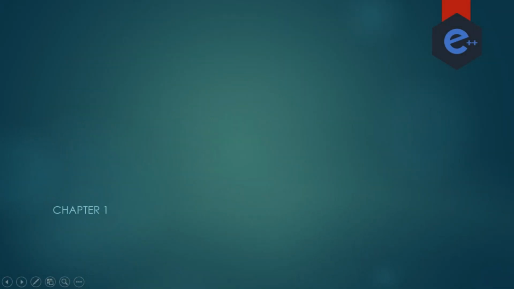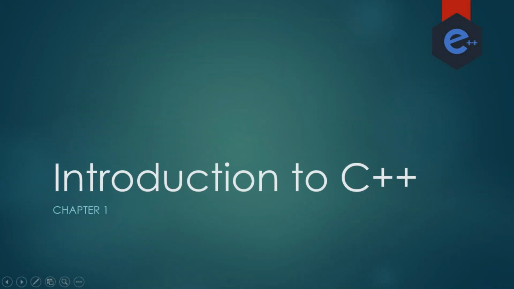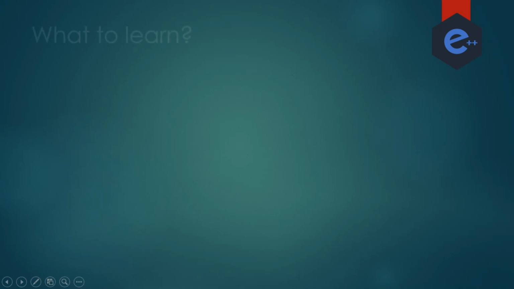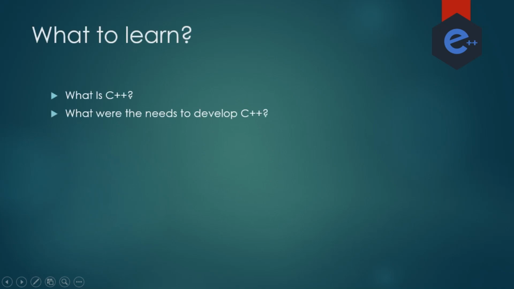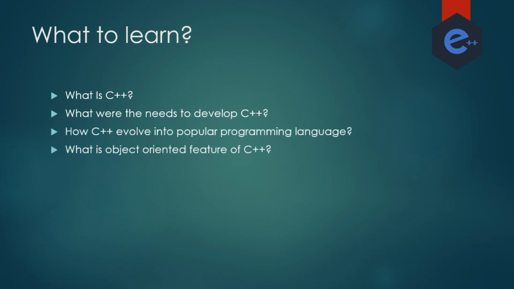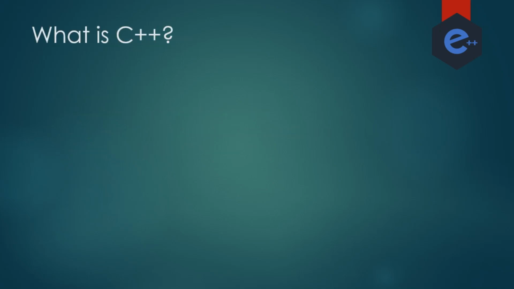Welcome to the first chapter of C++. In this chapter we will see what C++ is, why C++ was developed, how C++ evolved, and we will learn about object-oriented programming. Let's know what C++ is.